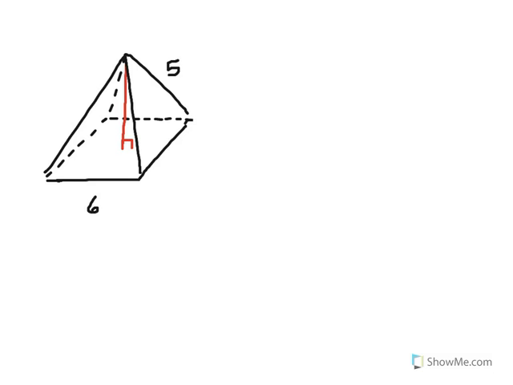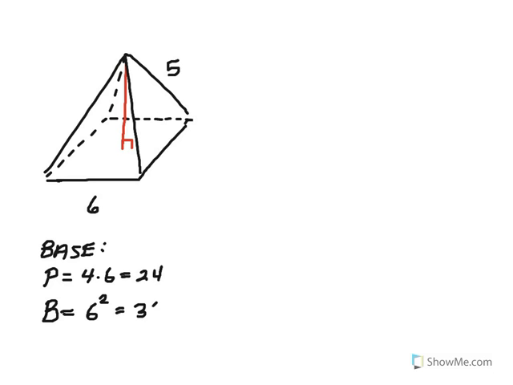So my suggestion always is to start with the base and find the perimeter of the base and the area of the base, which I call capital B for base area. So the perimeter of this base, because all of the sides are 6, is 4 times 6, or 24 units. And the base area is 6 squared, side squared, or 36 square units. So we'll be using those. We use the perimeter to figure out lateral area, and we use the base area to figure out both total area and volume.